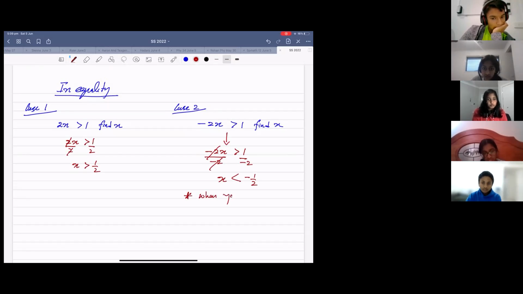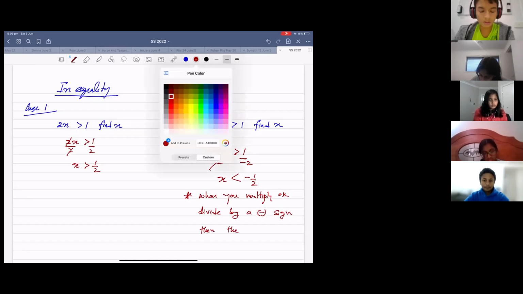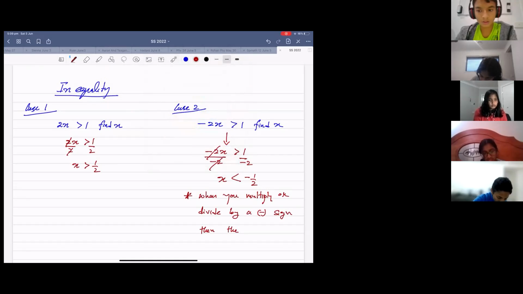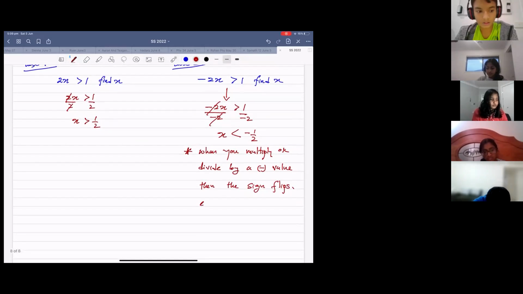When you multiply or divide by a minus sign, so I would say minus value, okay? Minus value. Then the sign flips, right?